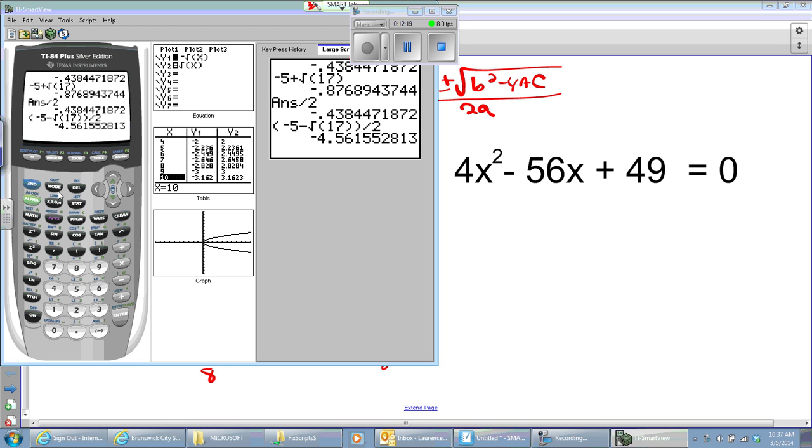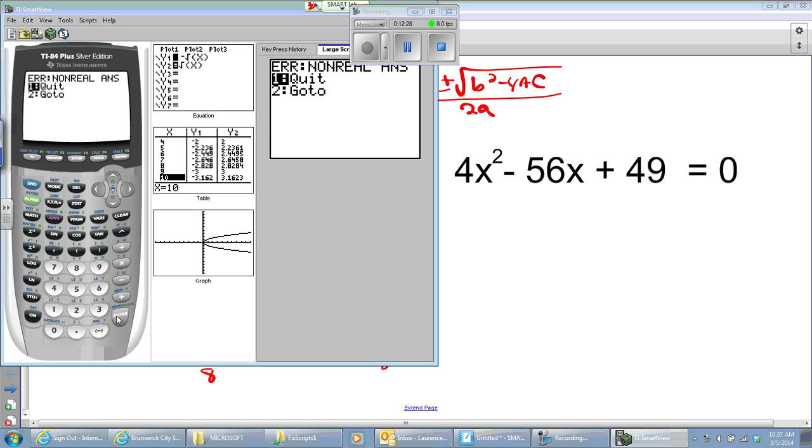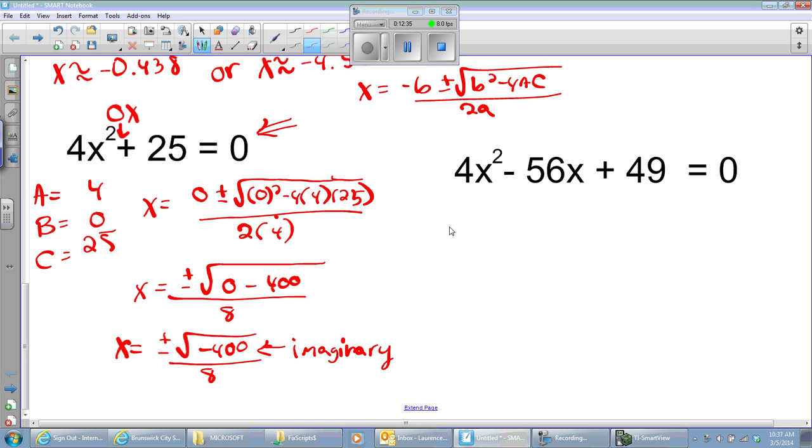So if I do the square root of negative 400, I get a non-real answer. Yeah, it's an imaginary number. So in this case, this problem has no solution. Now what that really means is that when I go to graph it, which we're not doing yet, this will not touch the x-axis. Remember that these solutions are the places where the graph will cross the x-axis.